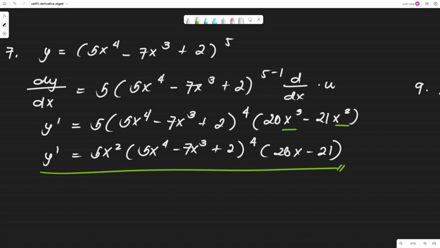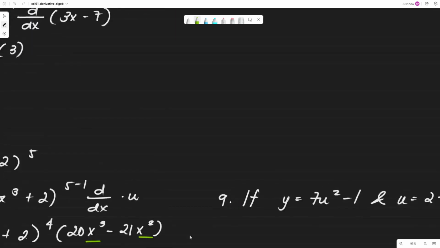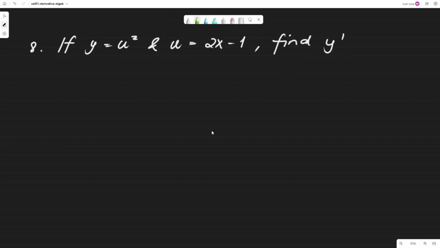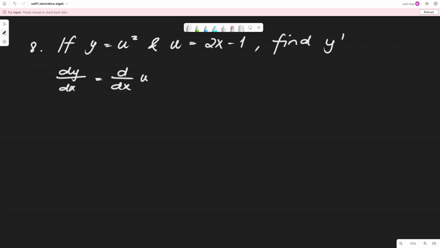Okay, so game. Let's have here number 8. If we have y is equal to u squared and u is equal to 2x minus 1, find y prime. So we have dy over dx is equal to the derivative of u squared. So we have y prime is equal to 2u raised to 2 minus 1 du. However, we actually have a value of u here. u is equal to 2x minus 1, and the derivative of u is equal to 2.